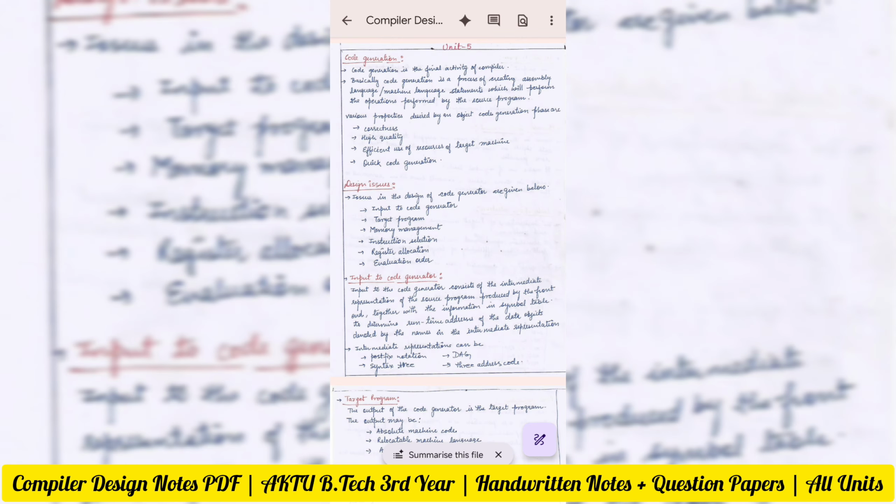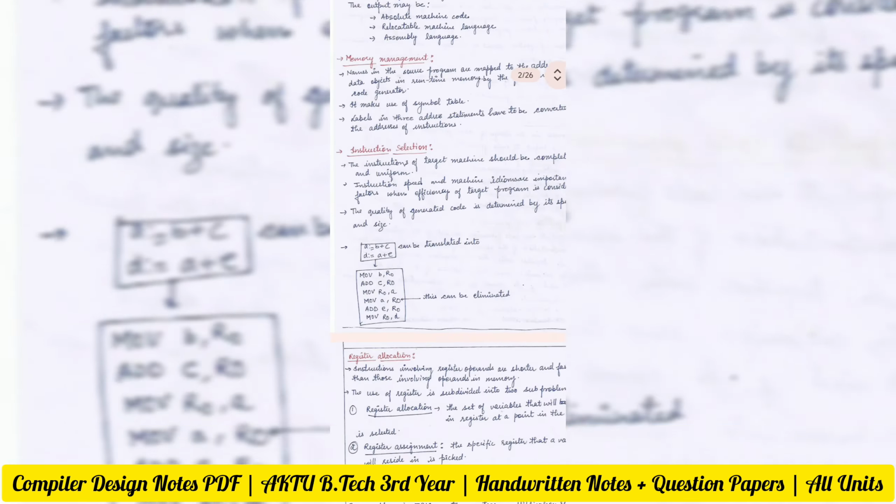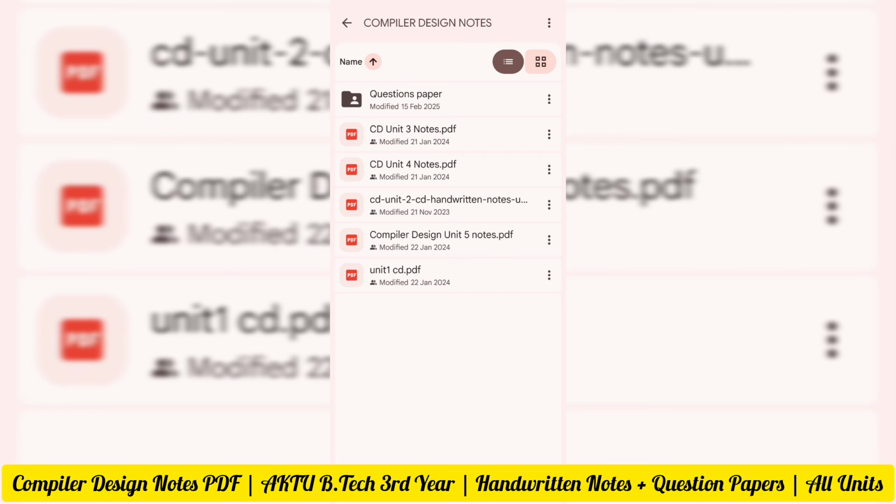Whether you're preparing for semester exams, internal assessments, or back paper exams, these exam-oriented notes will help you revise quickly, understand important concepts, and improve your scores.